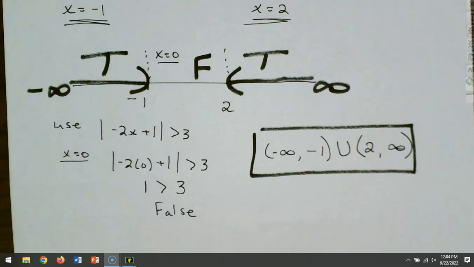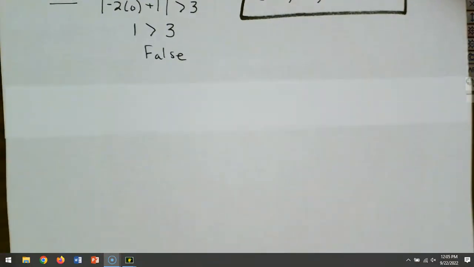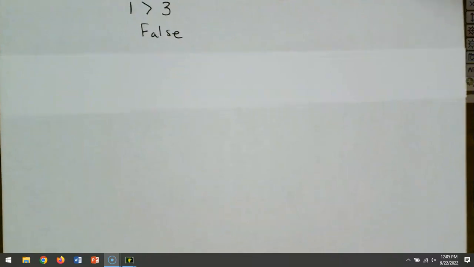Okay. Let's try another one. And then we'll look at some special cases. Special cases are the easier ones, but we need to do one more of these, I think, at least one more.